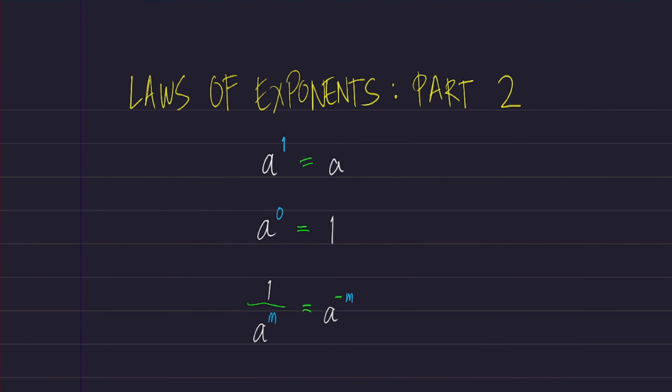Good day! Ngayon ay part 2 ng Laws of Exponents kung saan pag-uusapan natin itong Laws of Exponents na to. A raised to 1 equals A, A raised to 0 equals 1, and 1 over A raised to M is equal to A raised to negative M. Simulan na natin.